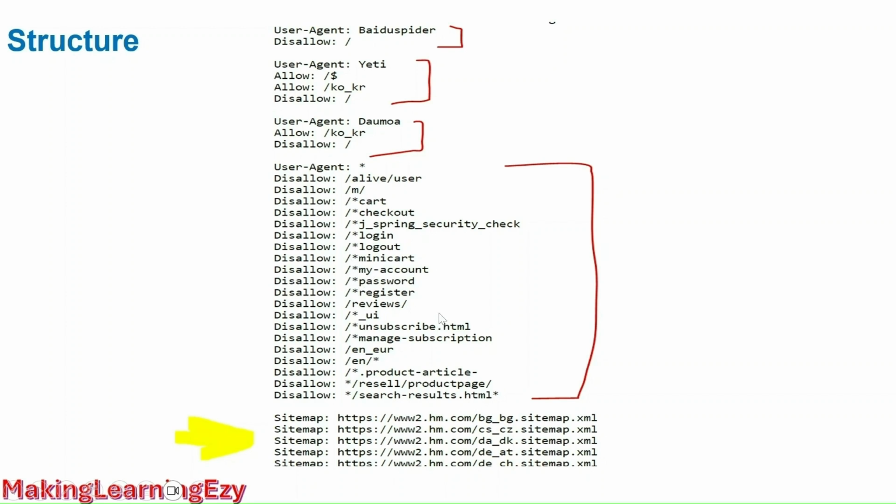In this screenshot, you can see the sitemap at the bottom, but you can also put the sitemaps at the top. So what will the file have? The file will have the groups and the sitemaps. Each group can have multiple directives or rules. The file can also have a comment which starts with the hash. The structure of the file is simple.